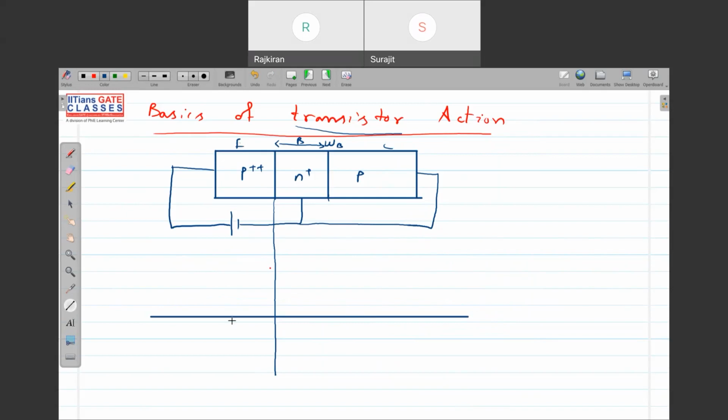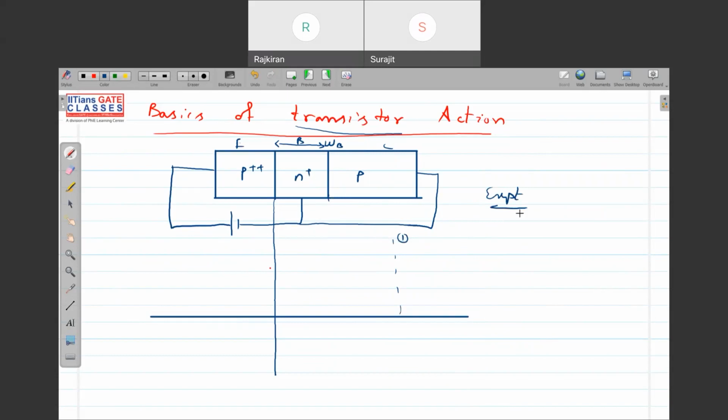So Surajit, what I am telling, initially assume that this base to collector junction is very far. Suppose it's very far here. This is my experiment. I am doing some experiment. So this is case one, where my collector base junction is very far.